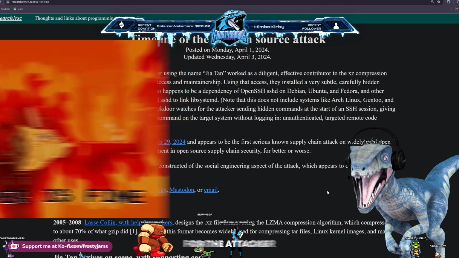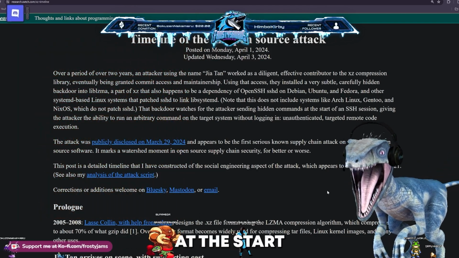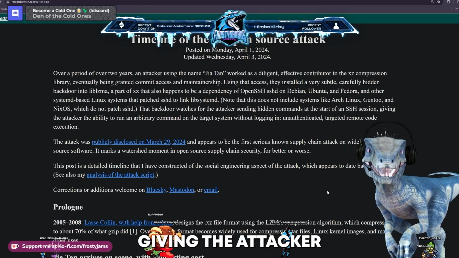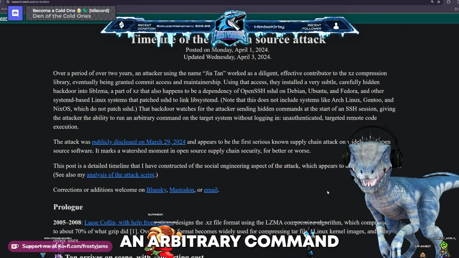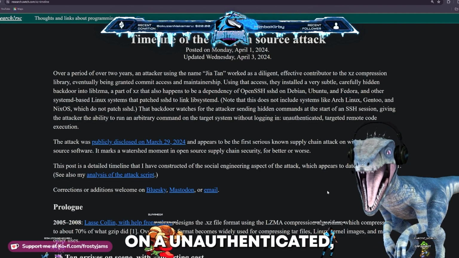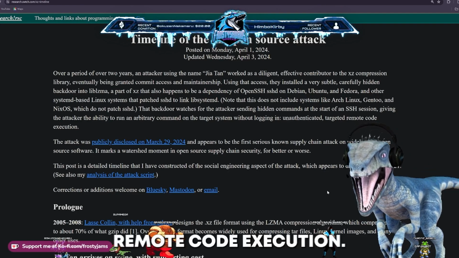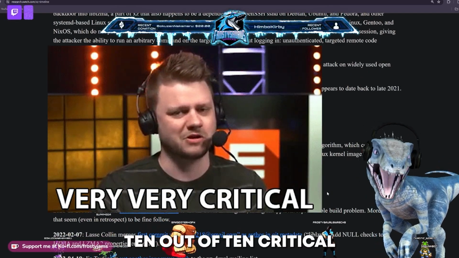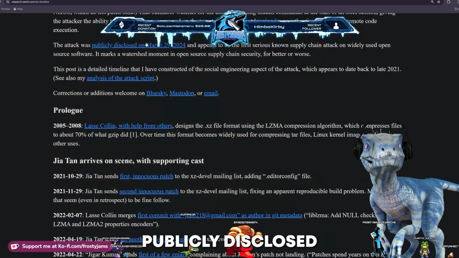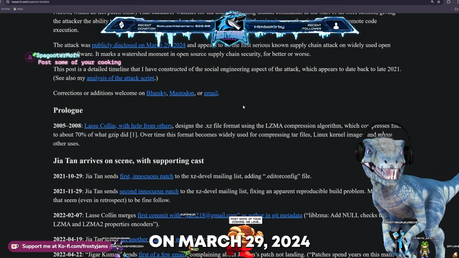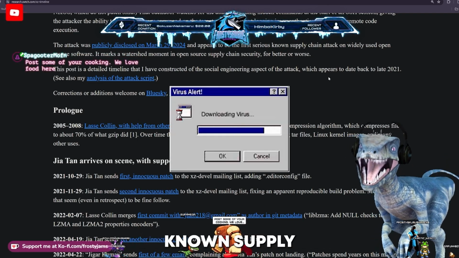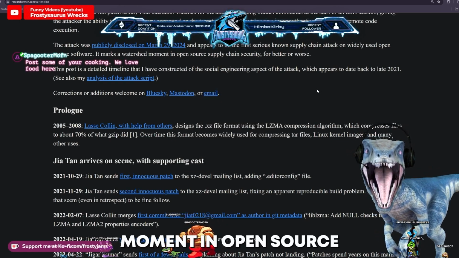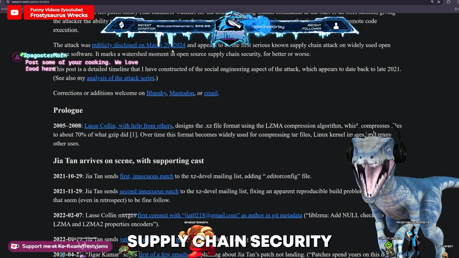That backdoor watches for the attacker sending hidden commands at the start of an SSH session when someone's tunneling into another system, giving the attacker the ability to run an arbitrary command on the target system without logging in. Unauthenticated, targeted remote code execution. So that's level 10 out of 10 critical. The attack was publicly disclosed on March 29, 2024, and appears to be the first serious known supply chain attack on widely used open source software. It marks a watershed moment in open source supply chain security, or even worse.